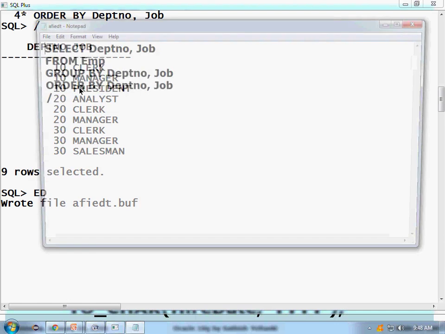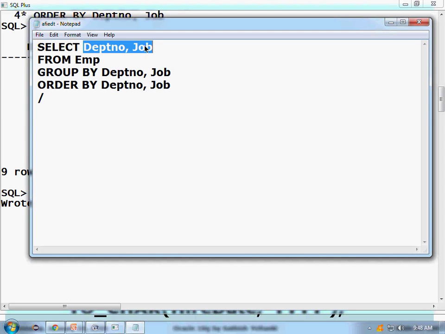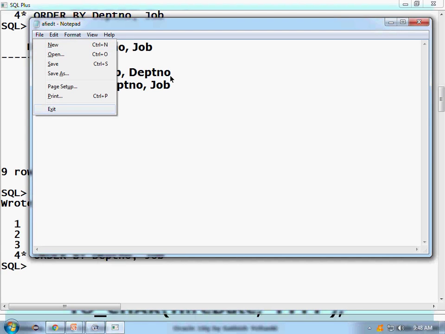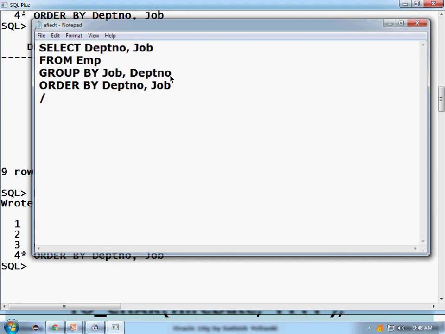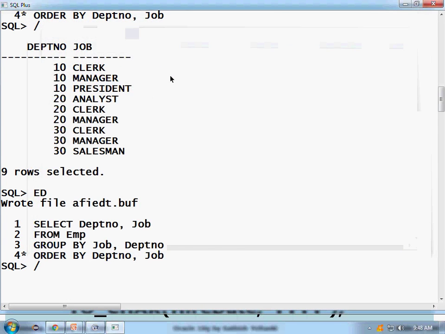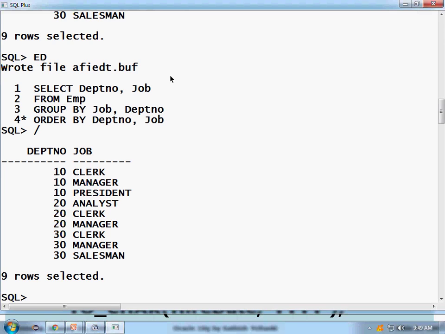Now here, one of the other questions the student raised is, what is the order of my columns here? Department number and job. Sir, can I keep my group by in any other order? Columns should be available. Order does not matter anywhere. Okay, projection order is not important. Projection columns are important here.